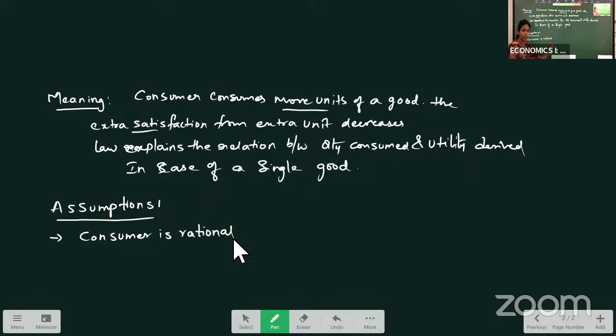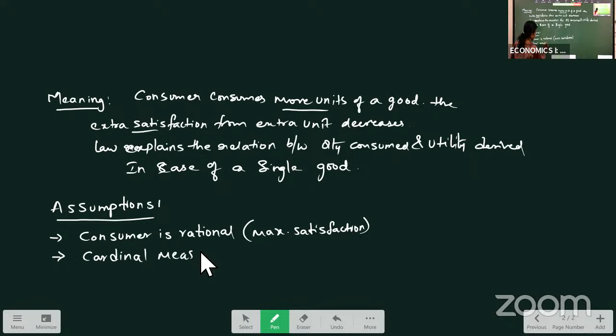Consumer is rational. That means he always aims at maximum satisfaction. What do you mean by rational? Rational means maximum satisfaction. Okay, now another one is utility is measured in cardinal numbers. Cardinal measurement of utility. What is cardinal measurement of utility?